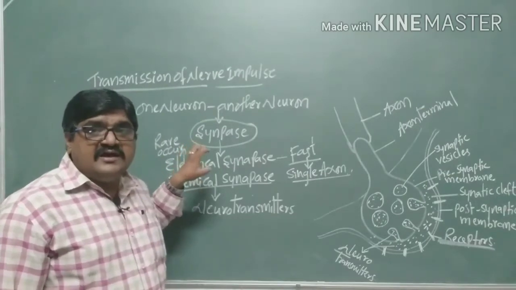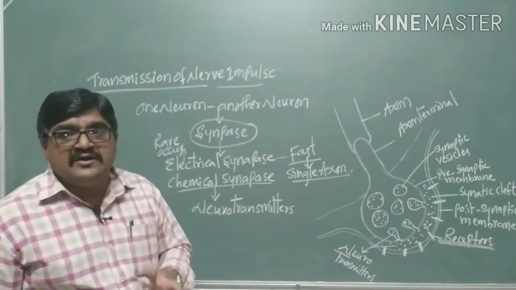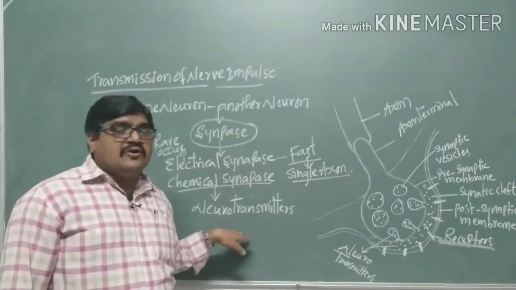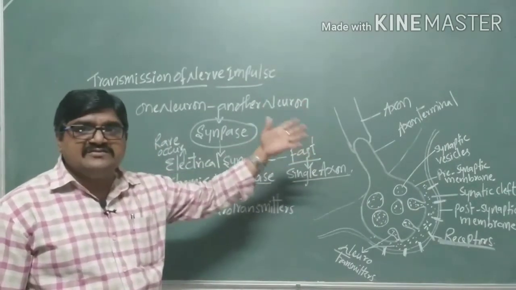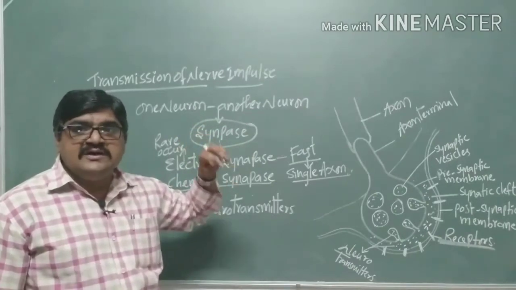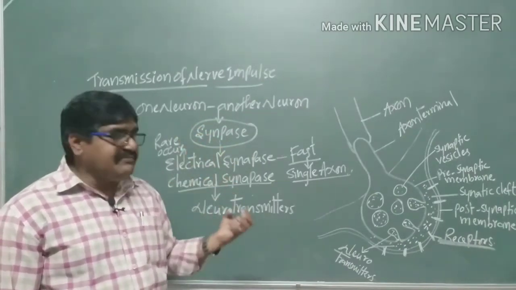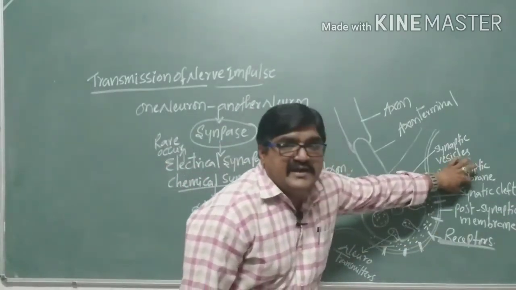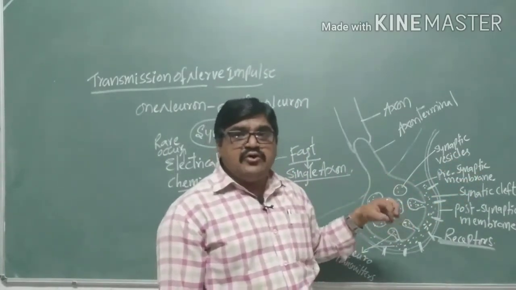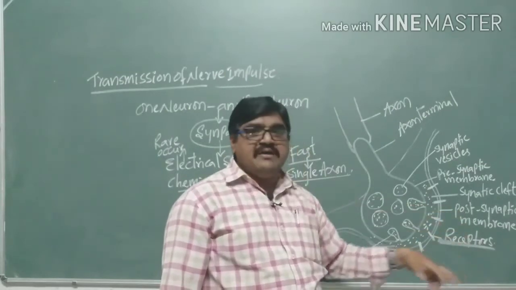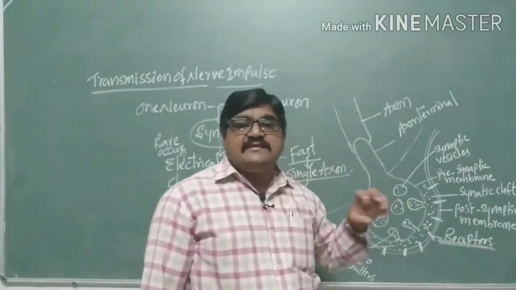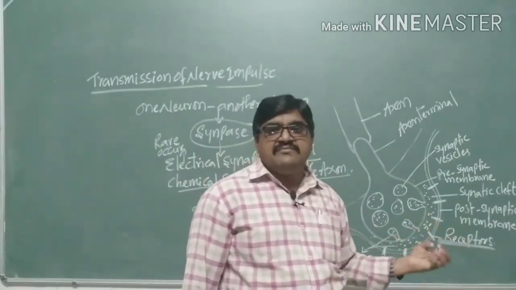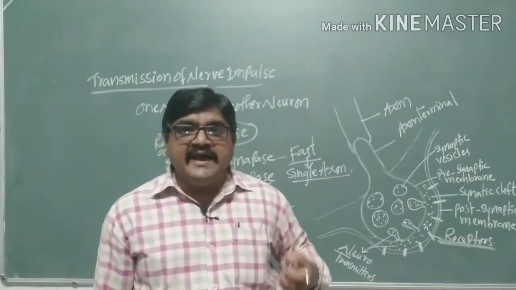The information passes from one neuron to another neuron through the chemical synapse, where neurotransmitters are produced in synaptic vesicles. The synaptic knobs secrete synaptic vesicles, and these synaptic vesicles secrete the neurotransmitters into the synaptic cleft. The postsynaptic membrane consists of receptors, which receive them, and the information is passed from one neuron to another neuron.